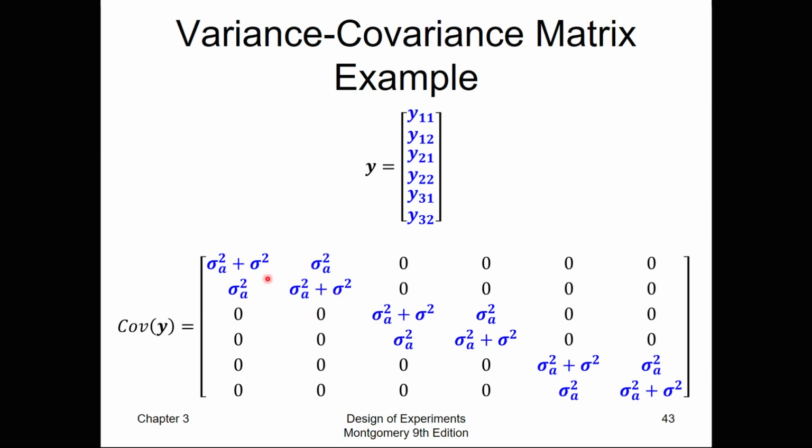So that's what these components in the variance covariance matrix are representing, is the similarity within groups. And again, the randomness, which indicates that we don't know what that similarity is going to be. We don't know what that treatment effect is going to be until we select it.